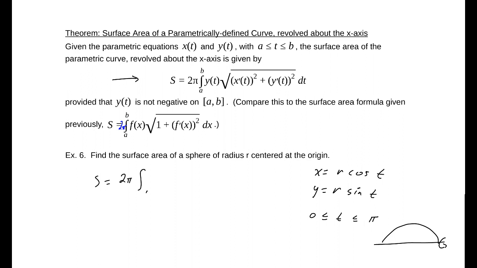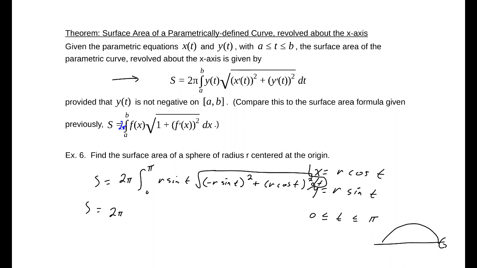So we'll say 2 pi, integral from 0 to pi, of the square root of the derivative of x. And actually, let's add in the original function, y of t, so r sine of t. And the derivative of x is negative r sine t, squared. Derivative of y there is r cosine t, squared, dt. All right, messing with that a bit, that is going to be r squared. So r sine t times the square root of r squared sine squared t plus r squared cosine squared t.